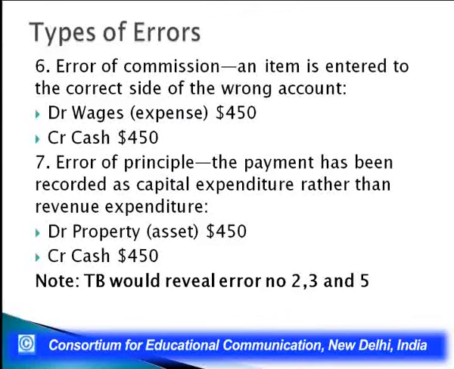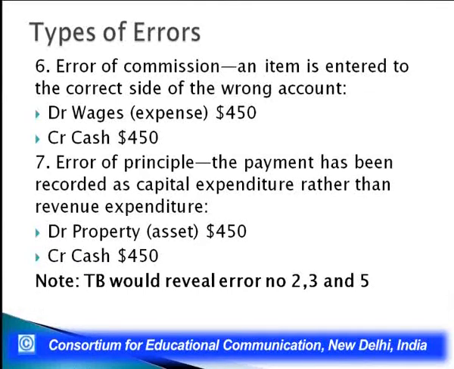Now the seventh error, the error of principle. In the sixth error, what did we do? We debited wages and we credited cash. Here in the seventh one, we can debit anything but the nominal account. We are debiting, for example, an asset. Assets have a normal balance as a debit balance, right? I debited property, building, furniture, fixtures, plant, machinery. They all are supposed to have a debit balance, and you did that. You debited the amount.